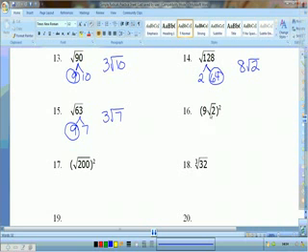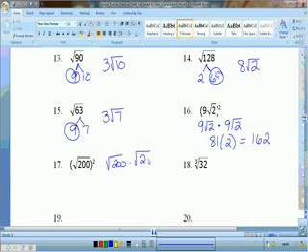Number 16, we're squaring it. So we have 9 square root of 2 times 9 square root of 2. Well, 9 times 9 is 81, and the square root of 2 times the square root of 2 is the square root of 4, which is 2, and 81 times 2 is 162. For number 17, we have the square root of 200 times the square root of 200. And if you think about what we did when we did square root of 2 times square root of 2, basically the square roots cancel, so that's just going to be 200.